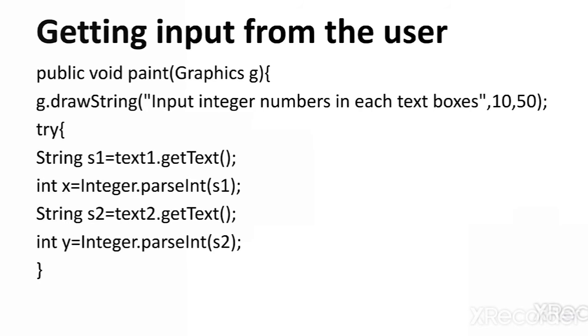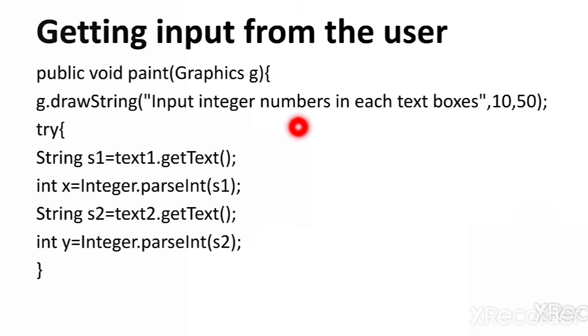Within this paint method I have written g.drawString "input integer numbers in each text boxes". So I am asking the user to enter two integer numbers in the text boxes, and this string will be written at this coordinate point, that is 10, 15.